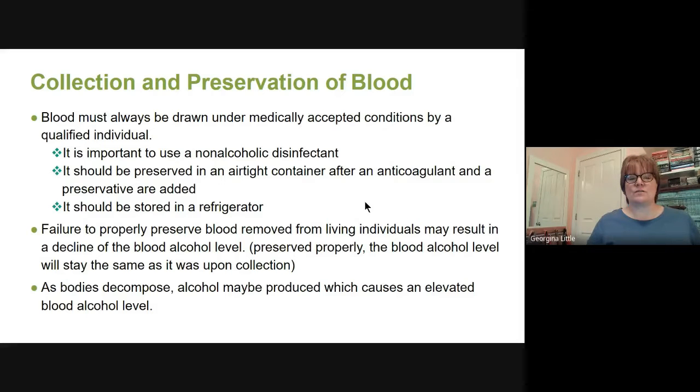I know somebody who works in the coroner's department, and she may do some of the blood draws. Cool. And again, as a dead body decomposes, which starts happening immediately upon death, it can actually produce alcohol and change the results. So that's something to be aware of.